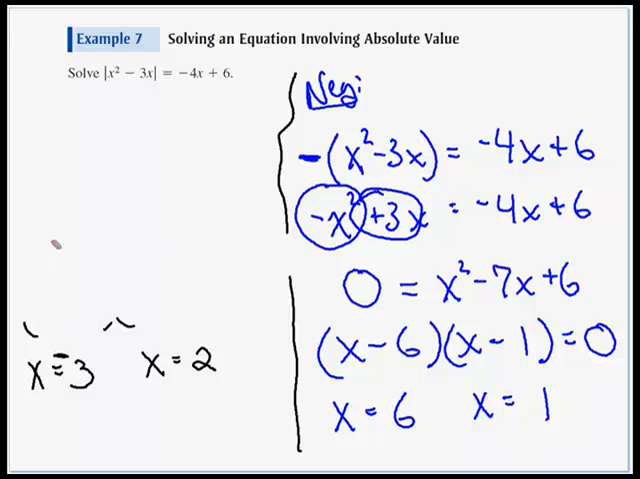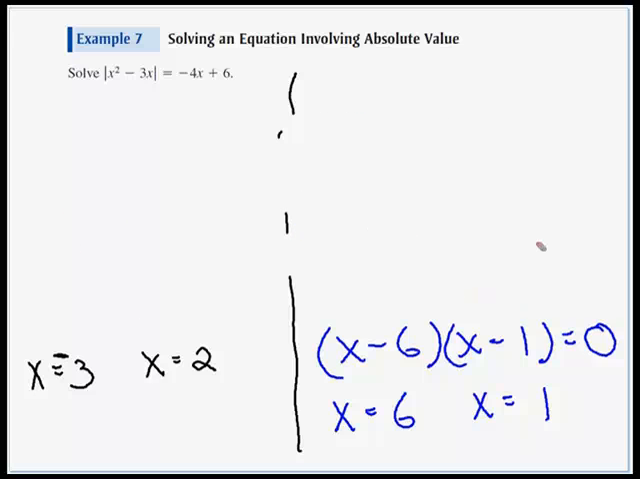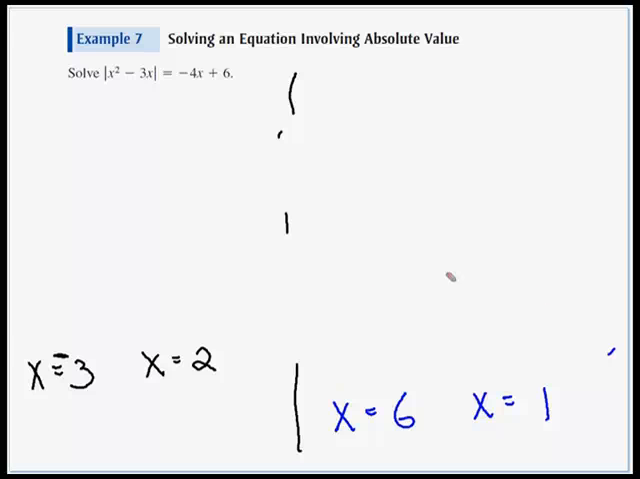Let me get rid of some of this here. The scratch work, we'll leave the answers there. We'll get rid of this. And we'll check them in, always in the original equation. So let's assume the first one, we have our first answer is negative 3.